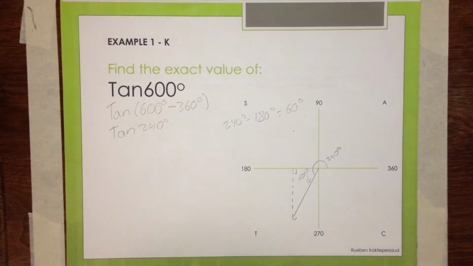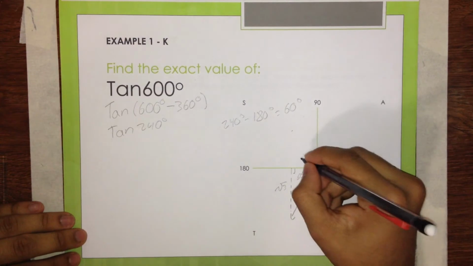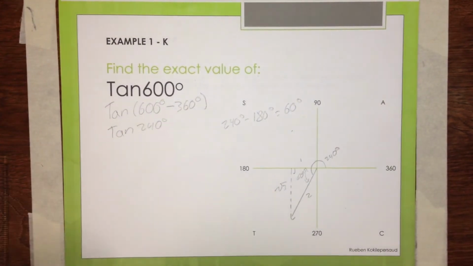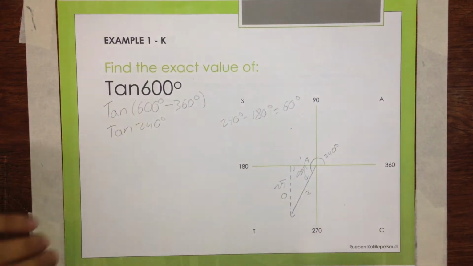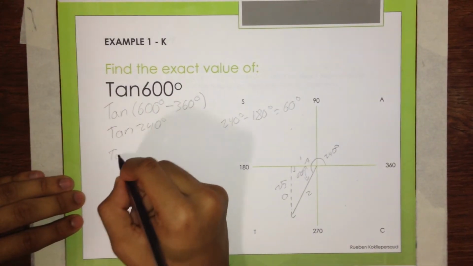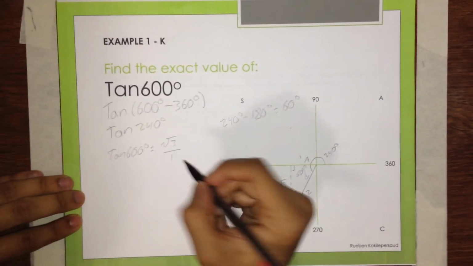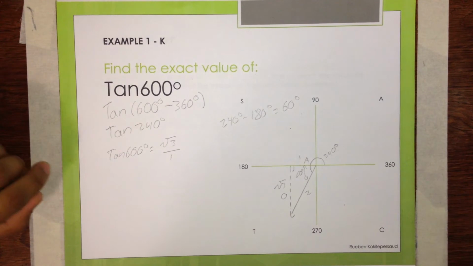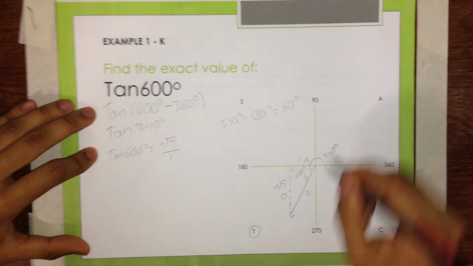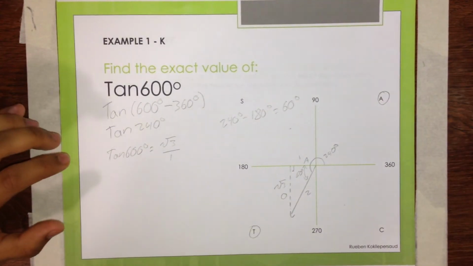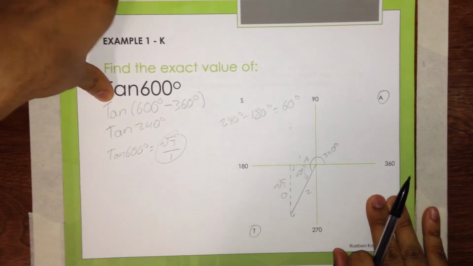We know that this side is going to be root 3, this is going to be 1, and this is going to be 2. Since it is a tangent ratio, it's going to be opposite over adjacent. We now know that tan of 600 degrees is equal to root 3 over 1. Now, based on the CAST rule, we can figure out if it's positive or negative. We know that tangent will be positive in quadrant 3 and positive in quadrant 1. That means that this is positive and correct.